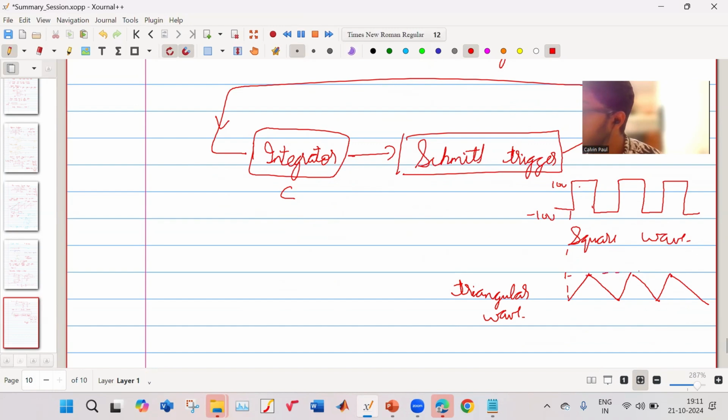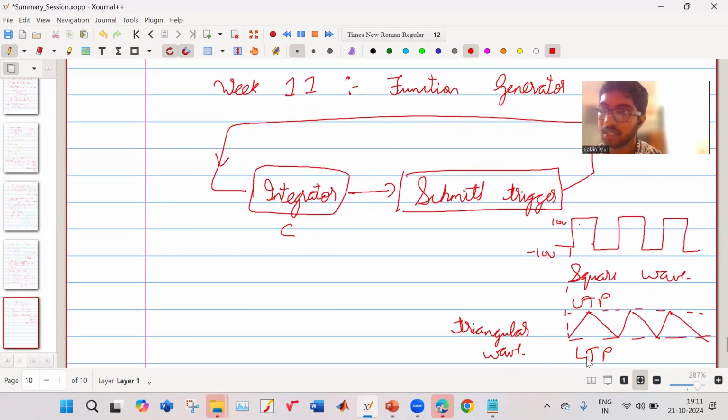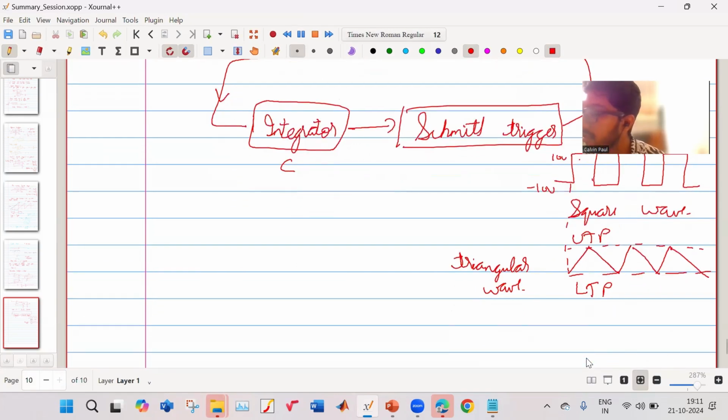And this triangle wave is limited between the lower trigger point and the upper trigger point of your Schmitt trigger. Okay, the week 11 material was related to the function generator, and sir also touched on oscilloscopes. There are two types. One is the CRT, cathode ray tube.